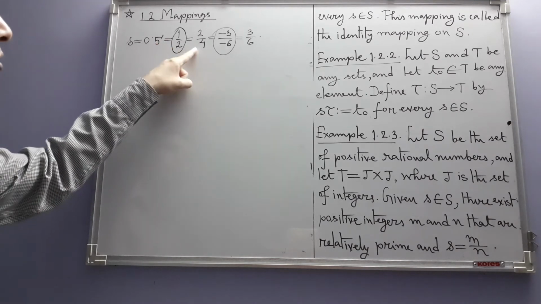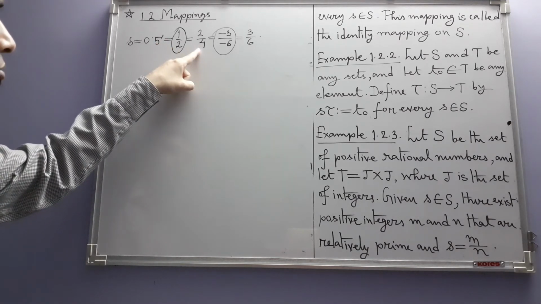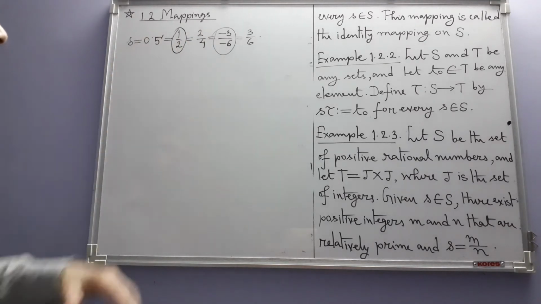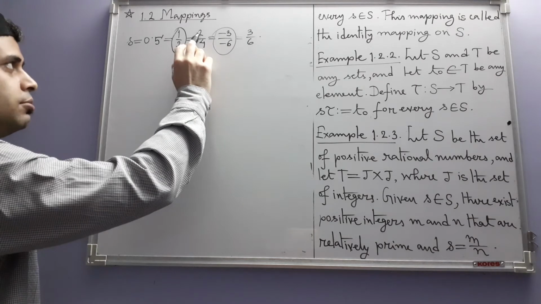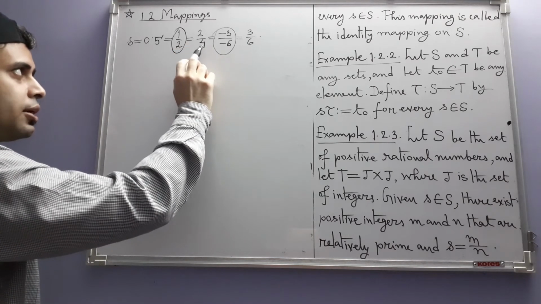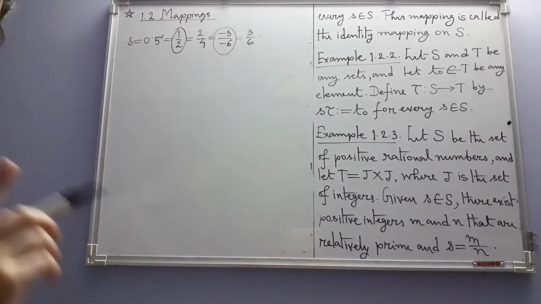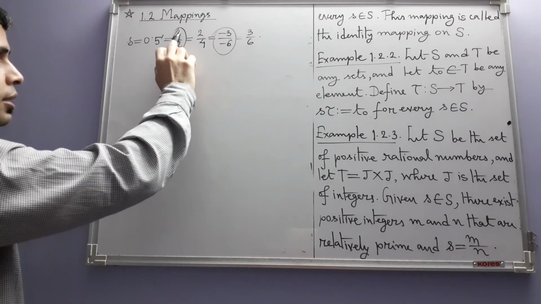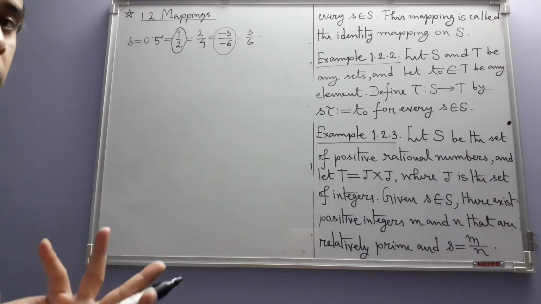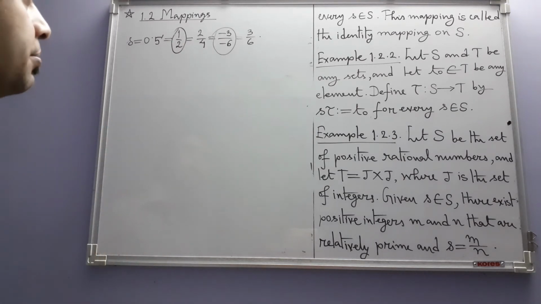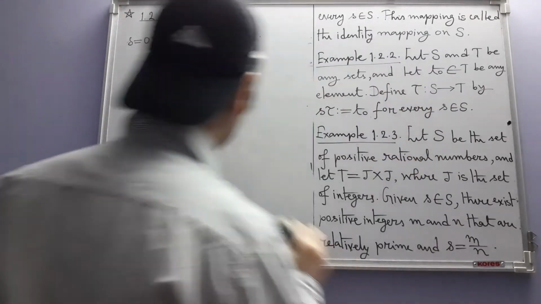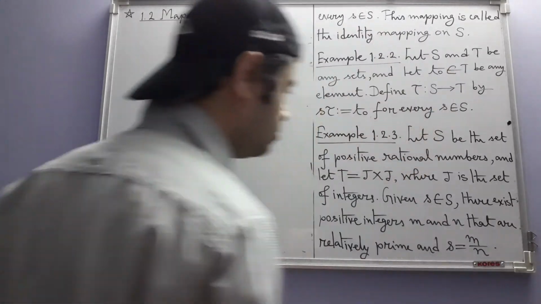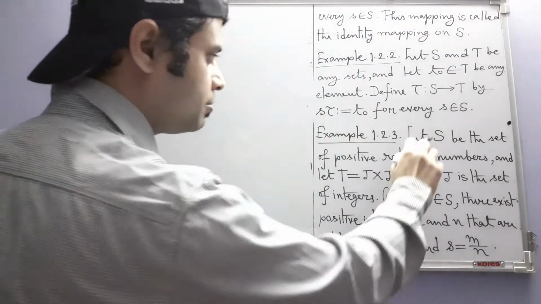Or if you want to transform a ratio like this into a ratio like this at once, what you do is that you divide both the numerator and denominator by their greatest common divisor. That will turn the ratio into one where the numerator and denominator don't have any common factor other than 1. Okay. So having understood this much, now we are going to use this to define a function from S to T.